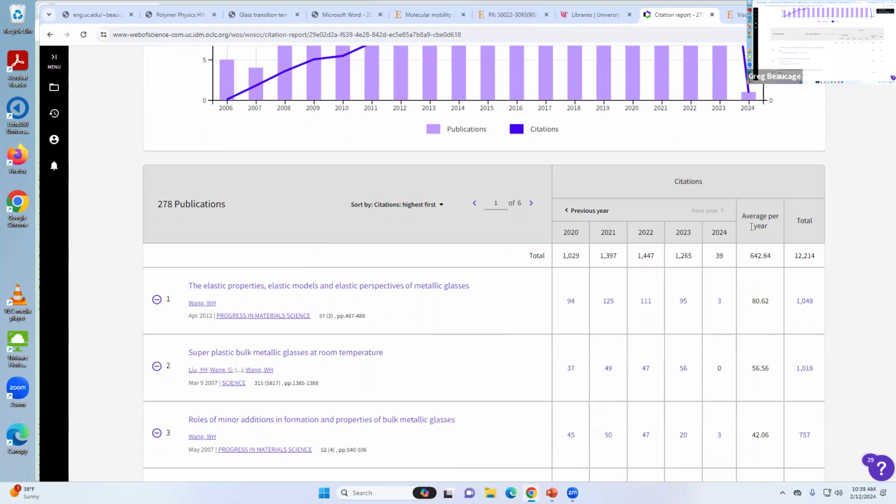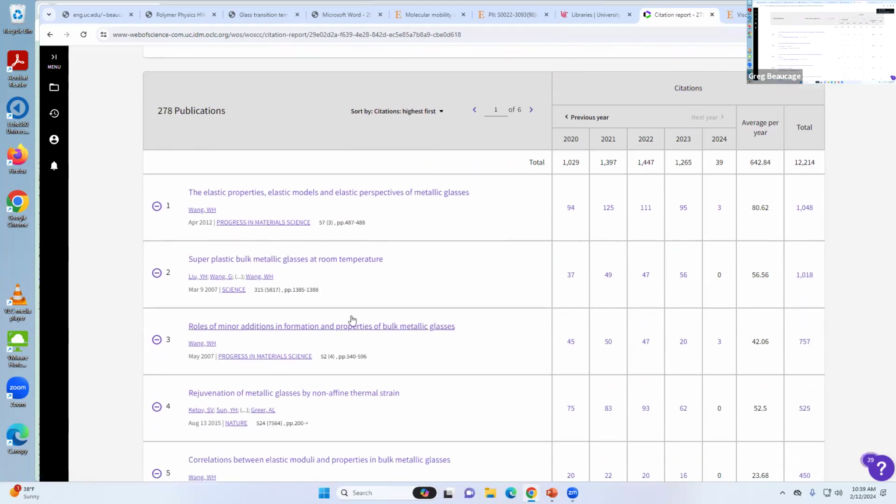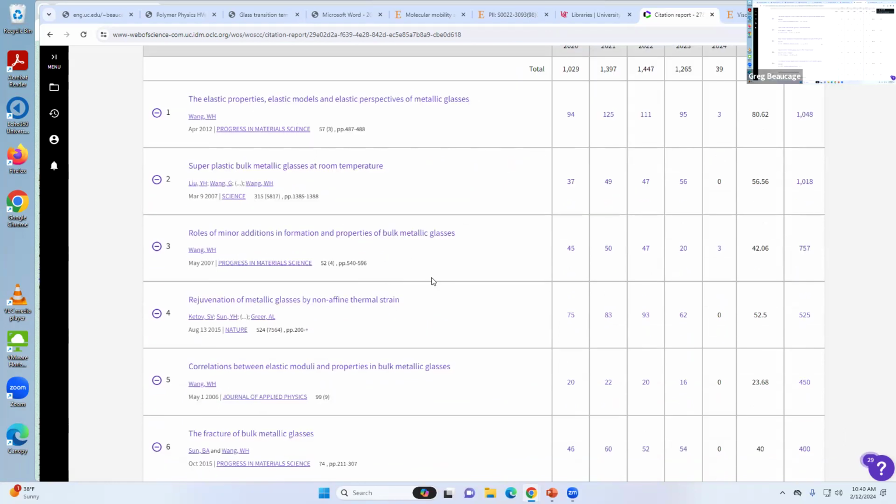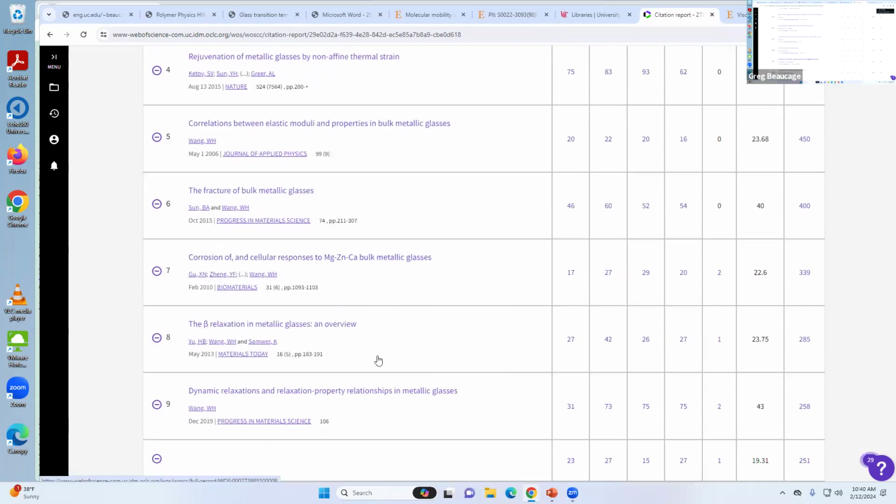You can see that, and it also lists all his papers by how many citations. So his best paper has a total citation of 1,000. Anything over 1,000 is like a seminal paper. So this thing from 2012 is a seminal thing. And then he's got 2 papers that are over 1,000, so that's pretty sweet. It's all about the same subject, right?